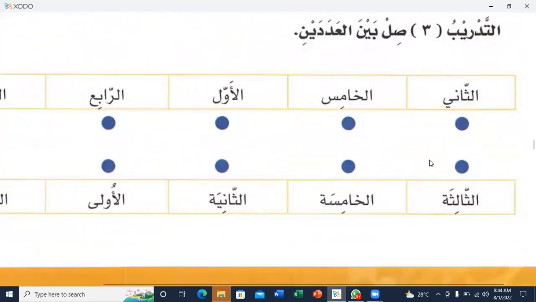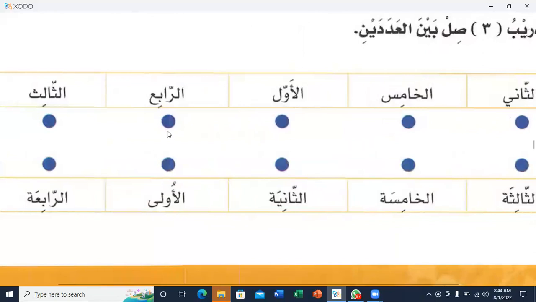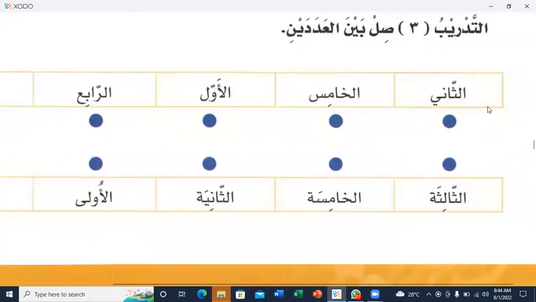Now Sil bain al adadain. That means match the number with its position. Match with Al-Thani. Yes. Al-Khamis is with Al-Khamisa. Al-Awwalu is with Al-Ula. Al-Rabi'u is with Arabia. And Al-Thalisu is with Al-Thalisa.